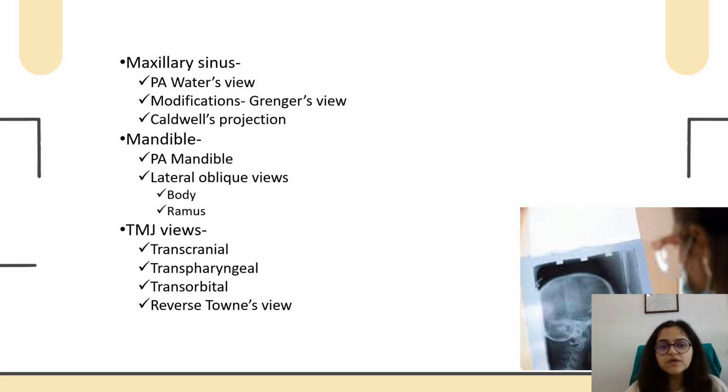To evaluate the various anatomical landmarks, we can go for the extraoral radiograph. Like for the maxillary sinus, we can go for the PA Waters view, Gragnus view, and various modifications of it. For evaluating the mandible, we can go for the PA mandible and lateral oblique view. To evaluate any disorders associated with the TMJ, temporomandibular joint, views like transcranial view, transpharyngeal view, transorbital view, and reverse Towns view.